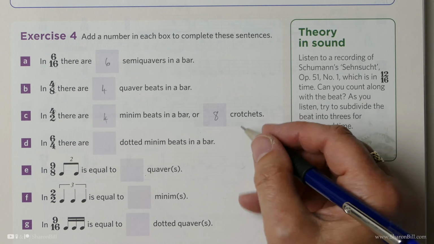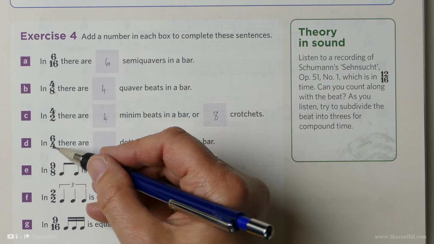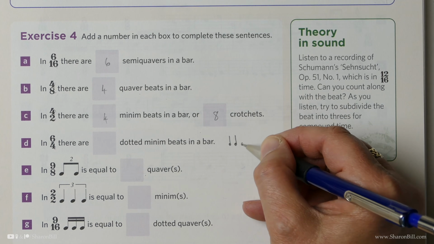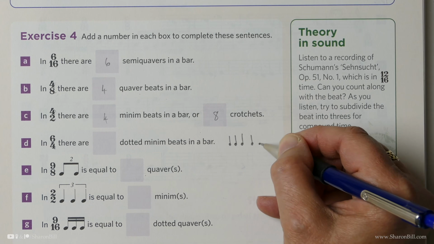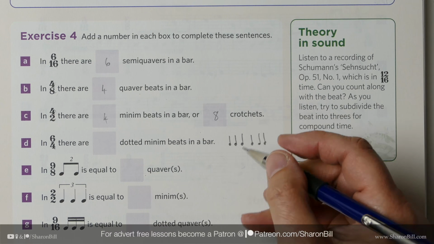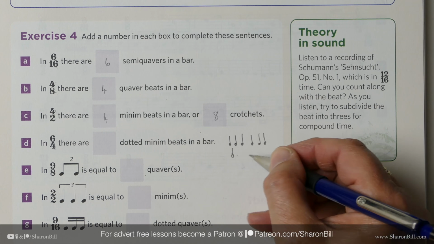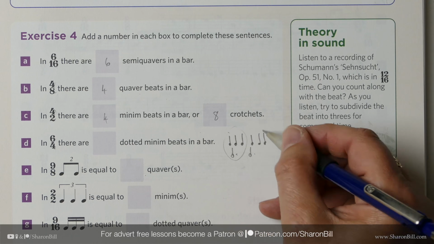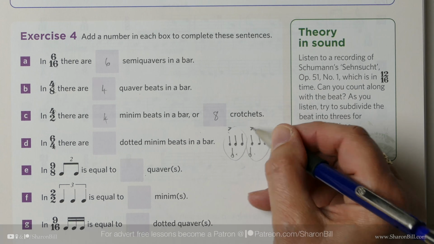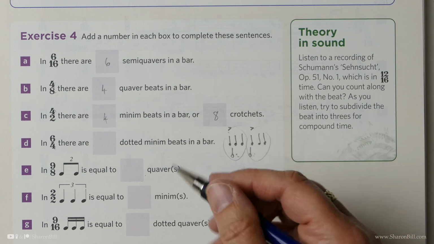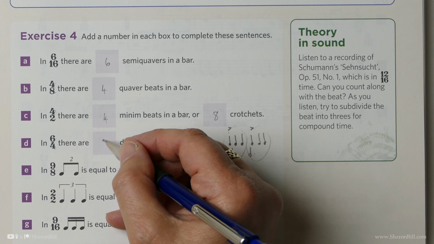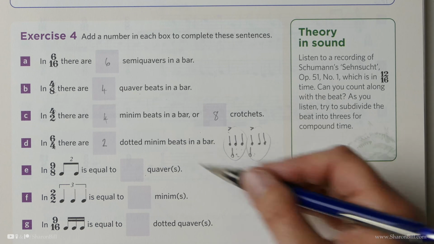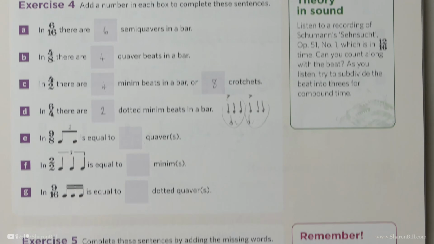And so 6/4, yes indeed, is 1, 2, 3, 4, 5, 6 crotchet beats per bar, but we count that as duple time. It's 2 groups of 3, it's 2 dotted minim beats per bar. So we just have to extend our thinking a little bit further when we get to these compound time signatures.